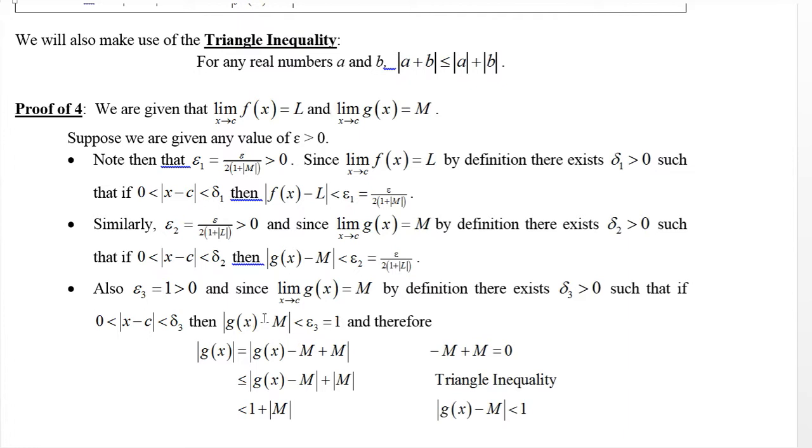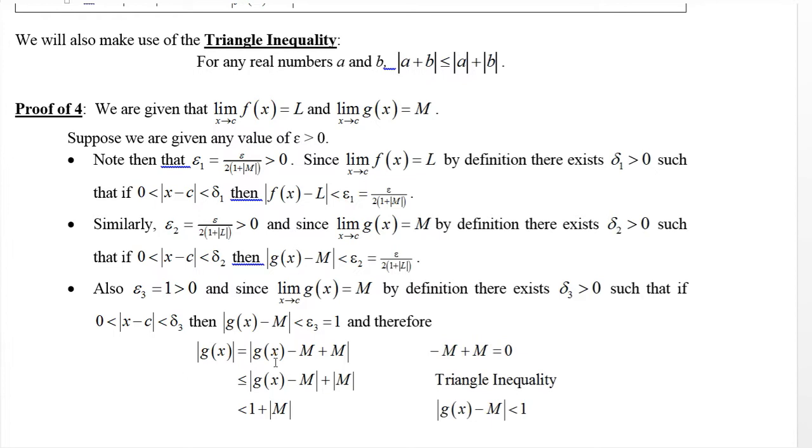Now in this case right here, as long as we pick x's that satisfy this inequality right here, then this inequality is true here. So what does this say? Well, let's look at what we can get out of that. Let's look at the absolute value of g. Well, the absolute value of g is the absolute value of g minus m plus m. So we're just adding 0 here.